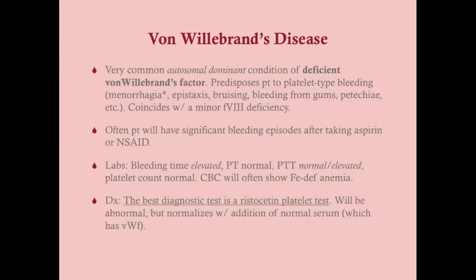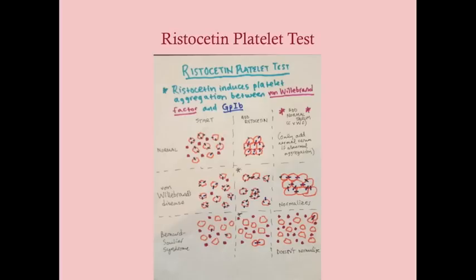With your Ristocetin platelet test, what you're doing is inducing in vitro aggregation of platelets. Remember, you have normal von Willebrand's factor that occurs normally in your serum, assuming you're normal, and you have GP1B that is expressed on the platelets. What Ristocetin does is induce the attachment of GP1B and von Willebrand's factor. So in a normal person who has normal von Willebrand's factor and normal GP1B, adding Ristocetin is going to cause this platelet aggregation between von Willebrand's factor and GP1B.